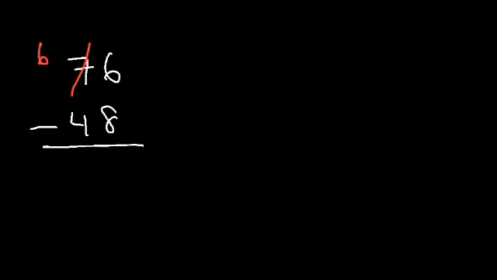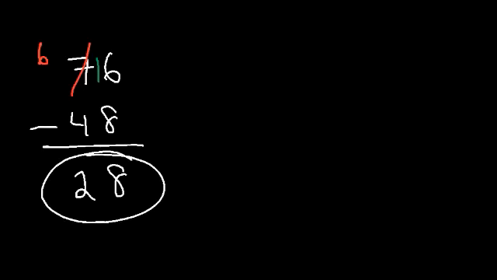Let's try another one like that. So 76 minus 48. So 6 minus 8, that's going to give us a negative number. So let's take away or borrow a 1 from the 7. So that turns into a 6. So instead of having 6, we now have 16. So 16 minus 8 is 8. And 6 minus 4 is 2. So we get 28.